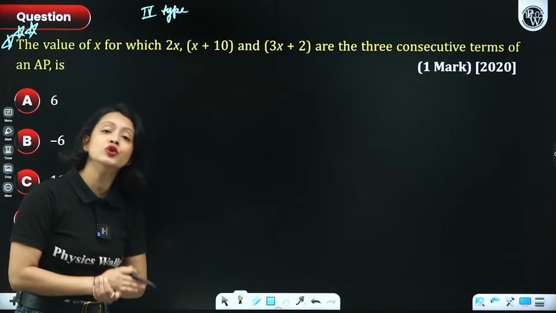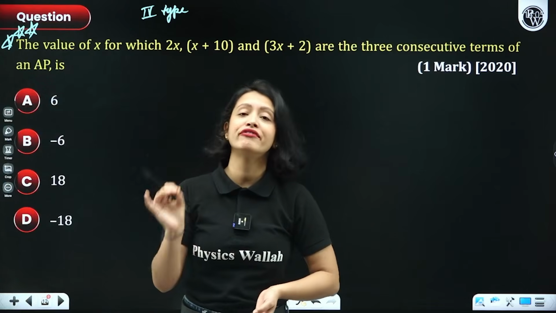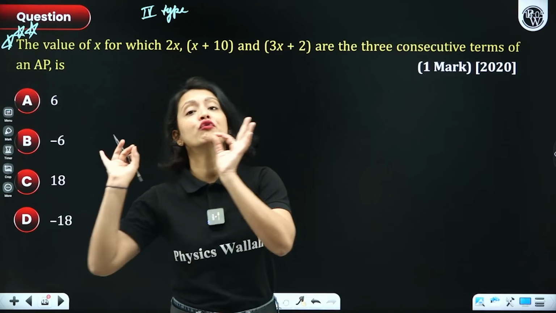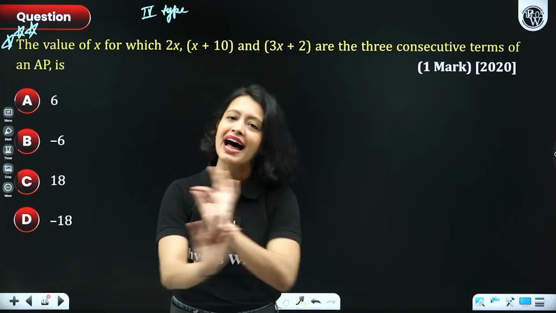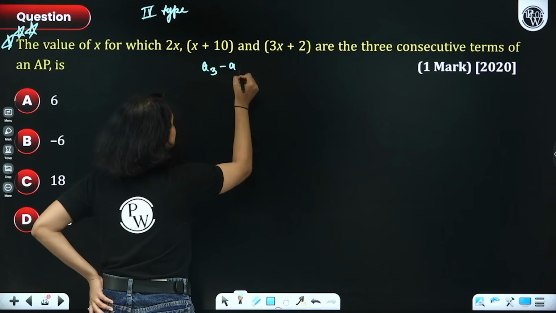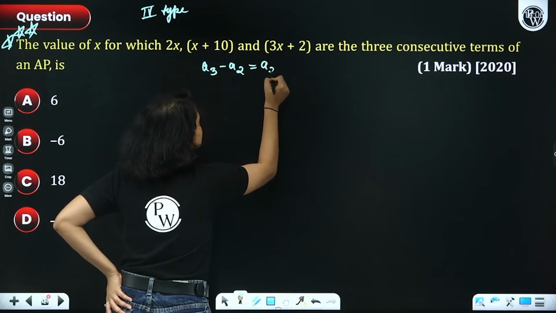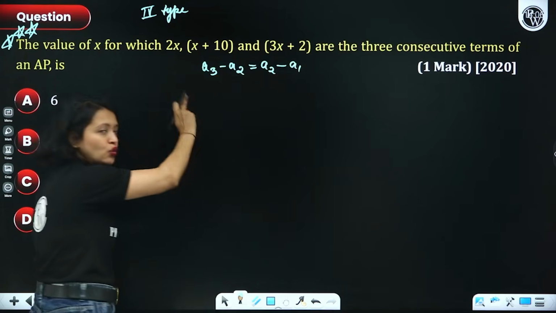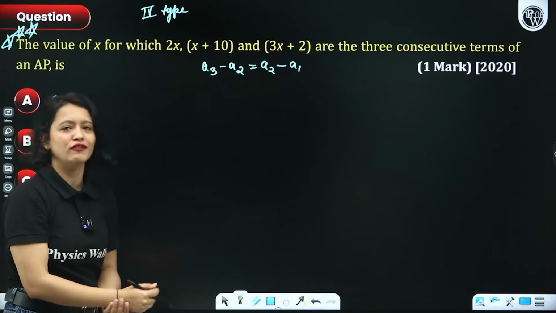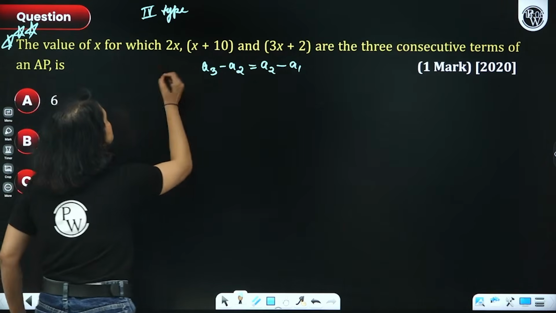So what you would do? Here you will use the concept that this is an AP, so the common difference has to be the same. That means A2 minus A1 would be equal to A3 minus A2. That's it. You are going to use the concept A3 minus A2 is equal to A2 minus A1. You will get an equation for x, and you can solve it for the value of x. Okay, let's do this.